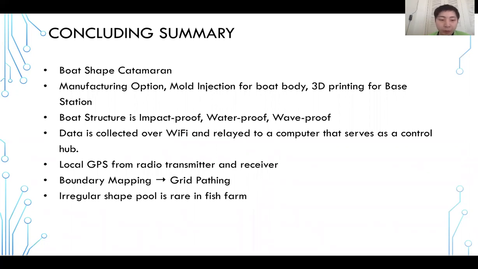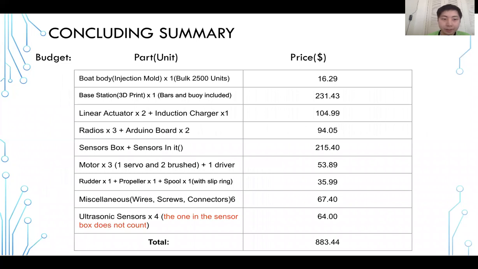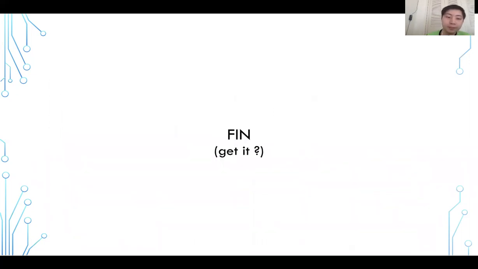And we would use the radio transmitter and receiver to work as a local GPS and the sensors in mapping out the boundaries so that it could proceed to the grid pathing. And this is a general budget for our boat, and the total came out to be around $883. And this is our presentation.